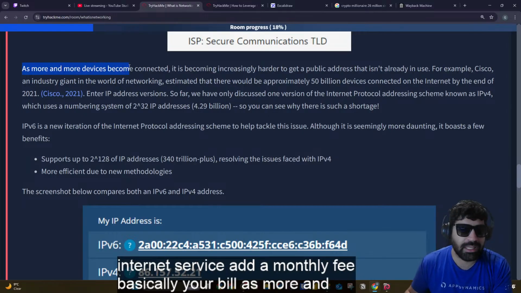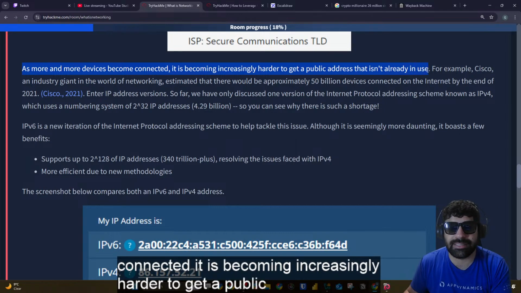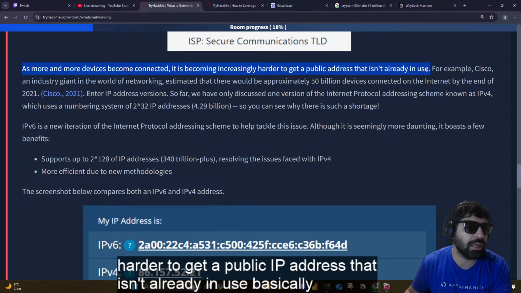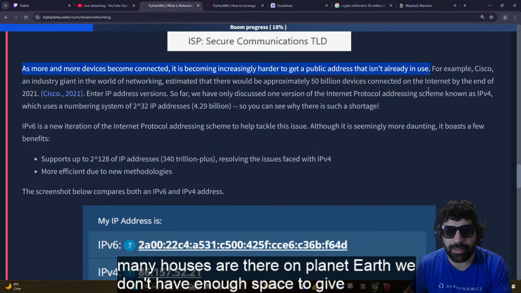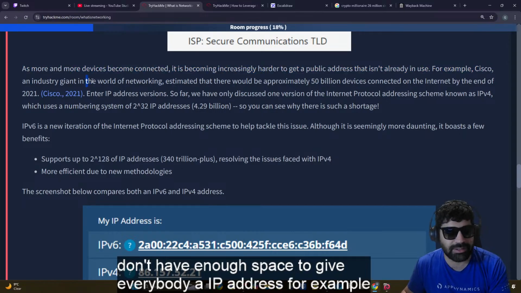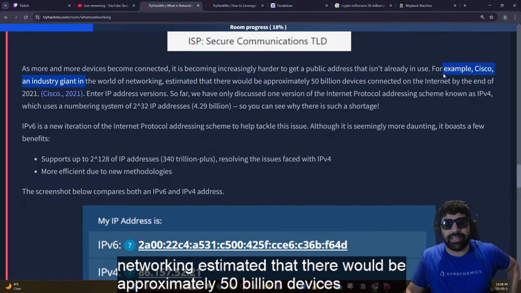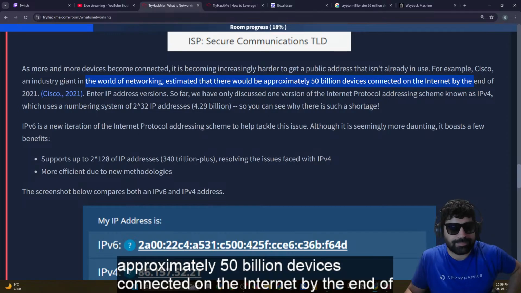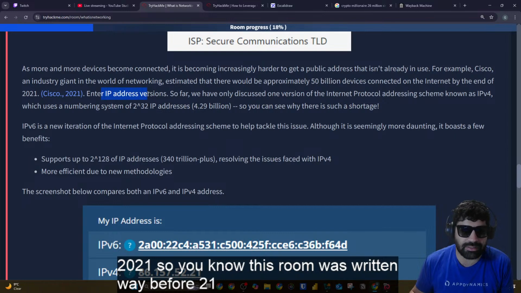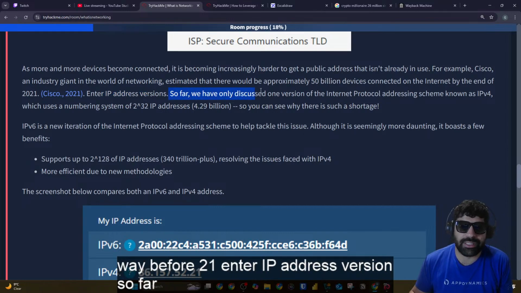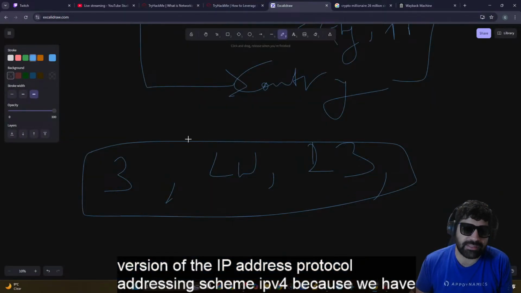As more and more devices become connected, it is becoming increasingly harder to get a public IP address that isn't already in use. Basically, if there are too many houses on planet Earth, we don't have enough space to give everybody an IP address. For example, Cisco, an industry giant in the world of networking, estimated that there would be approximately 50 billion devices connected to the internet by the end of 2021. So you know this room was written way before 2021. Enter IP address versions. So far, we have only discussed one version of the IP address protocol addressing scheme, IPv4, because we have 4 of these, right?